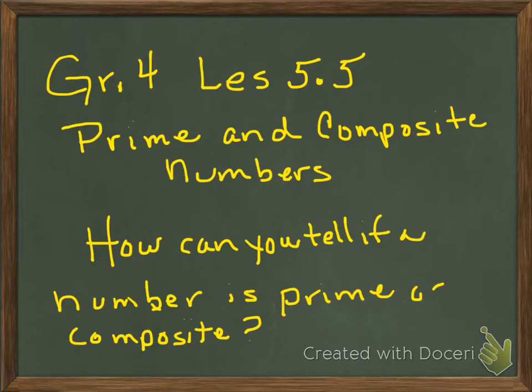Welcome back, boys and girls, to Grade 4, Lesson 5.5. Prime and Composite Numbers is our lesson title. Our essential question tonight is, how can you tell if a number is a prime or a composite number? So let's get right into it because we have a little bit of work to do today.